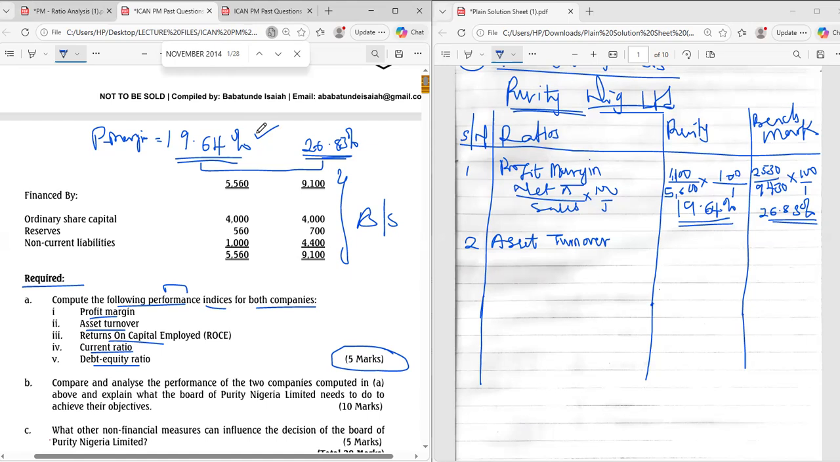Profit margin. I know it is profit margin. What does it mean? Okay, sir. The net profit to sales. For every 1 naira of sales, we can make a profit of 19.6%.